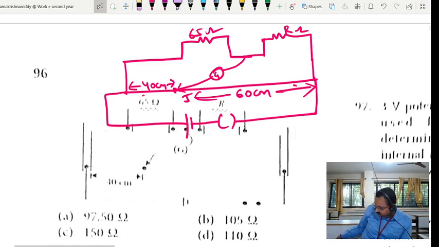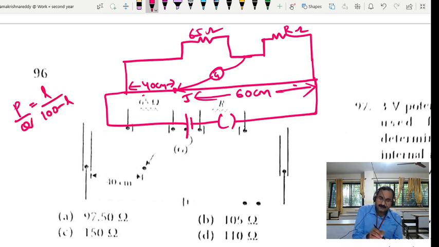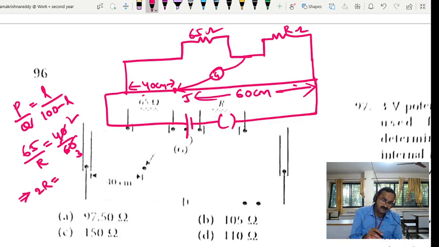See what they are asking in the question. I will read from this only once again. The question they have given: what is the value of unknown resistance if the galvanometer shows null deflection in the meter bridge setup? Unknown resistance value is required for us in the problem. Very simple. What is that formula? You know that P by Q is equal to L by 100 minus L only. That is 65 divided by R is equal to 40 divided by 60 only.